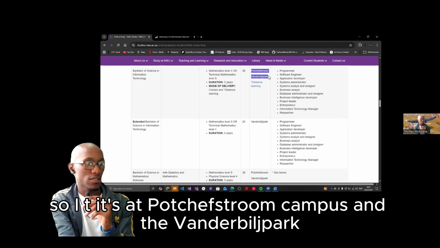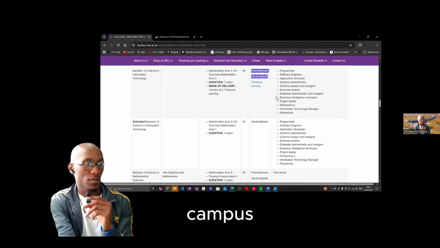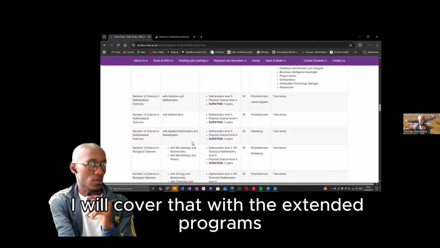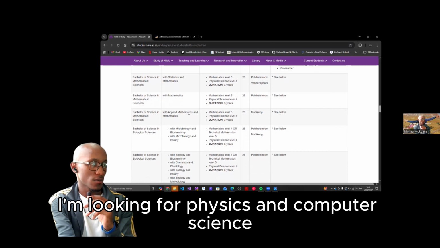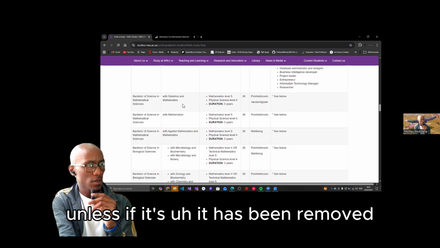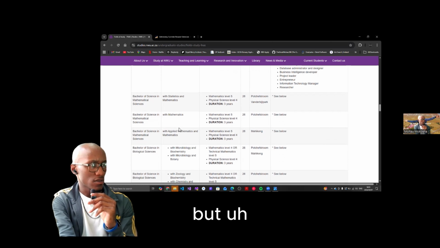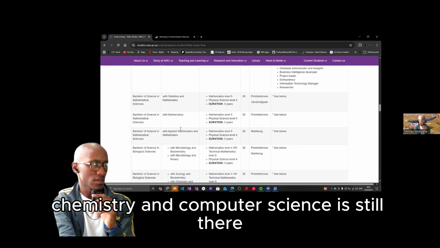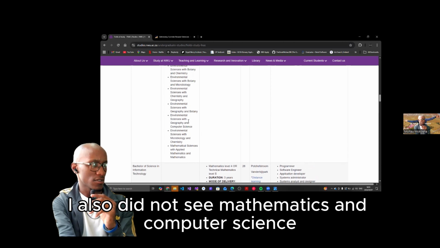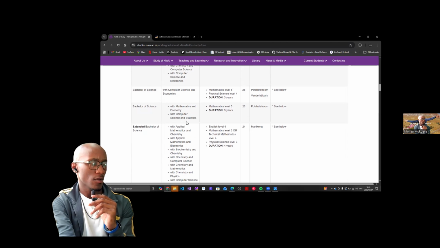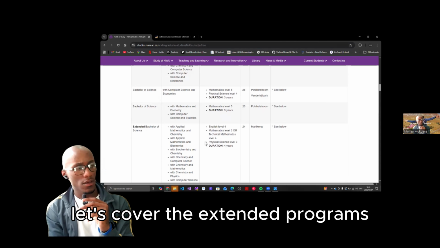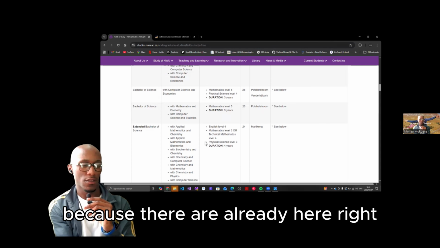So IT is at the Potchefstroom campus and the Vanderbilt campus. And then there's also the extended part of it, which I will cover with the extended programs. I'm looking for physics and computer science, unless it has been removed, but it would be here. Chemistry and computer science is still there. I also did not see mathematics and computer science, did I? Okay. So for this part, let's cover the extended programs because they're already here, right?